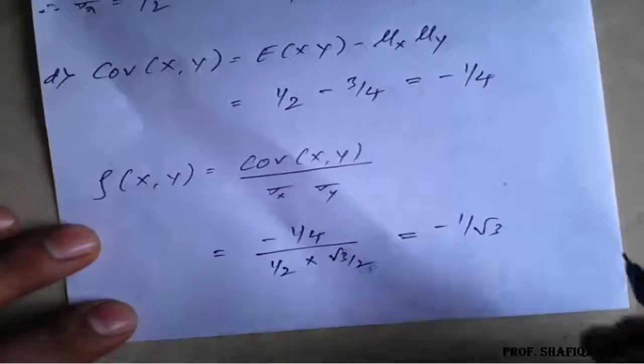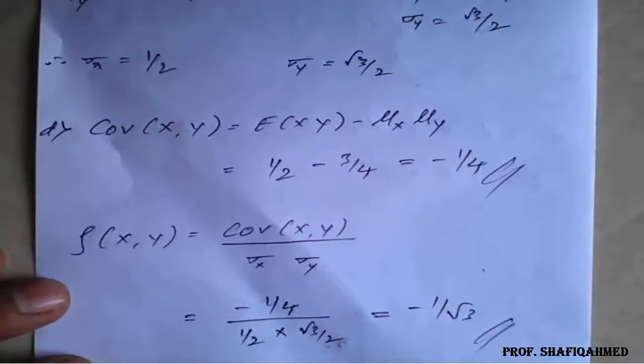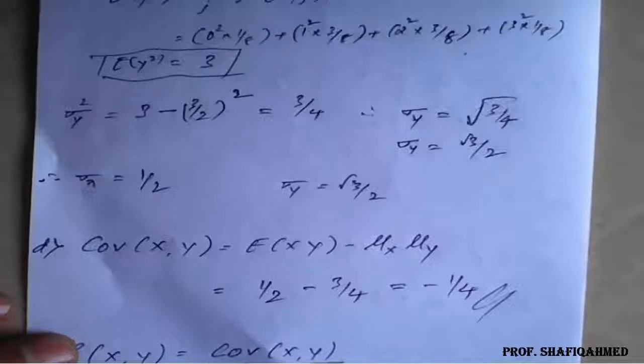So in this way we need to calculate the covariance and correlation. The remaining concept is the same; the only thing is how to construct a table from the word example, that is very important here.